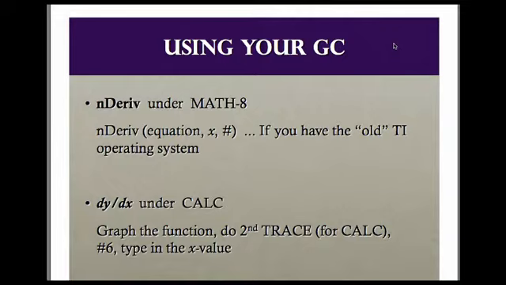The first is called nDeriv, which can be found on your calculator under Math. The Math button is in the far left column, and then number 8, you'll see it says nDeriv. The second way is a graphical way. You'll be required to graph a function, get a good window for it, and then utilize under Calc, the second trace menu, number 6, to find your derivative dy/dx. So let's go to the graphing calculator and we'll walk through each of those.